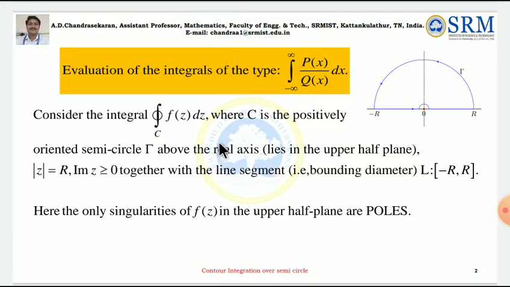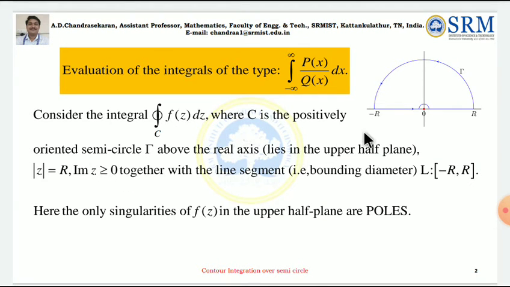a positively oriented semicircle gamma. See in this figure, gamma is above the real axis. What is the real axis? It means z is equal to x plus iy. So the real part of z is x. So above the x axis, that is the upper half of the plane.